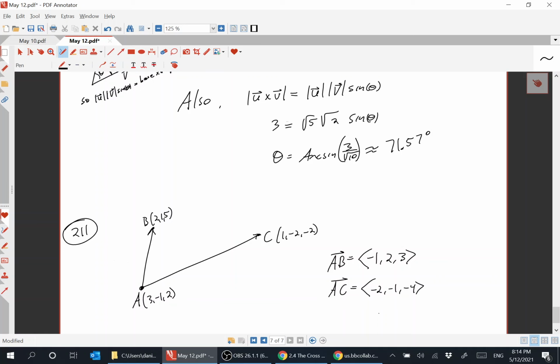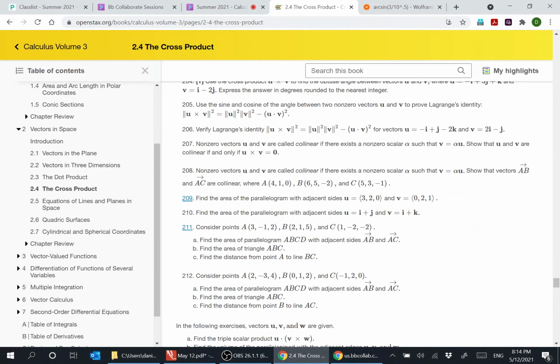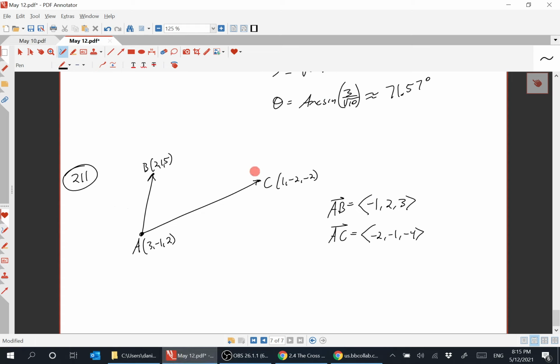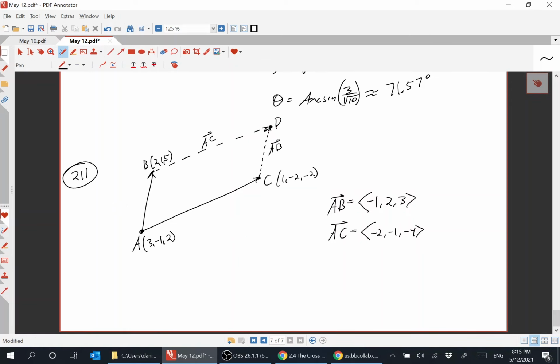All right, so we've got AB, AC. And then, what were they saying here? Find the area of the parallelogram with adjacent sides AB and AC. I'm not even telling you what D is. D is going to be the sum. D is going to be over here. You've got another copy of AB here, and then D will be this point up here. But we don't need to calculate it. I will draw the picture though. And this is the vector AB, and this is the vector AC. And here's D. So let's calculate the cross product.